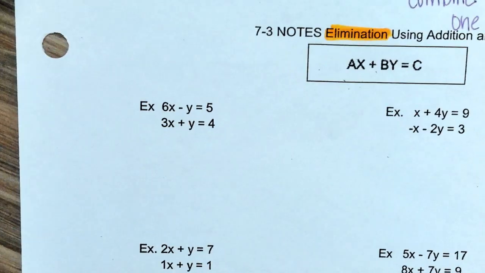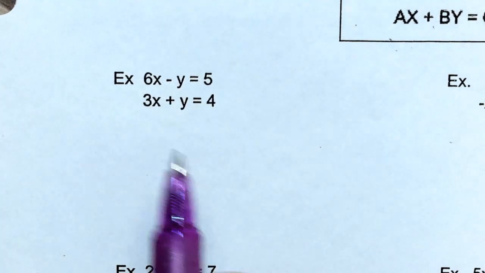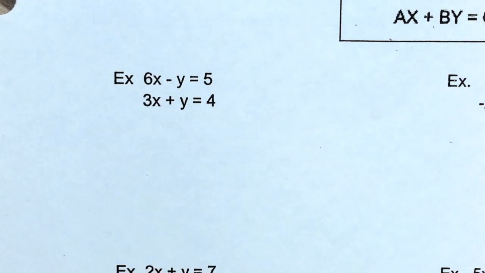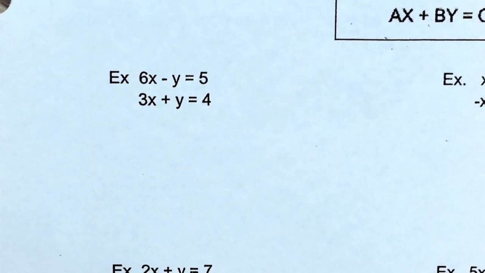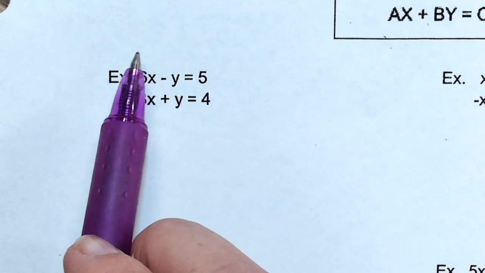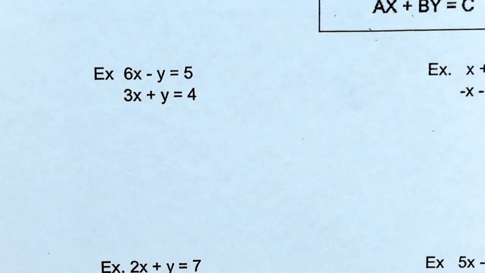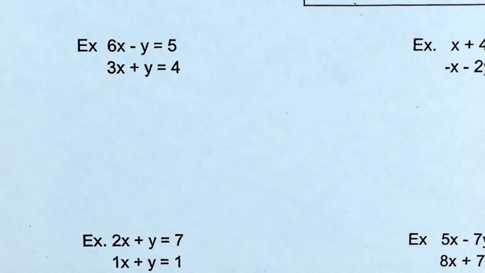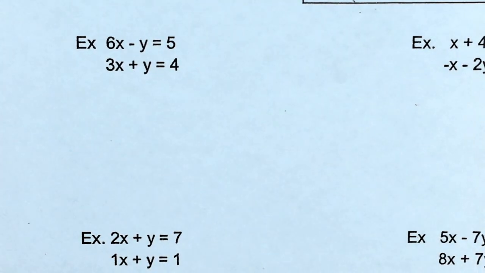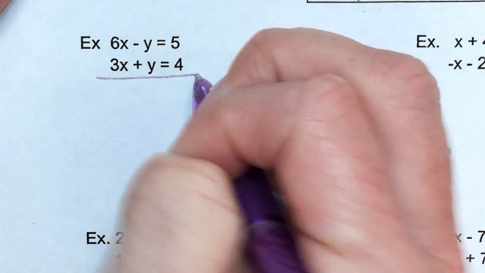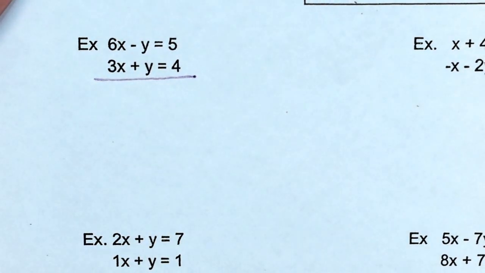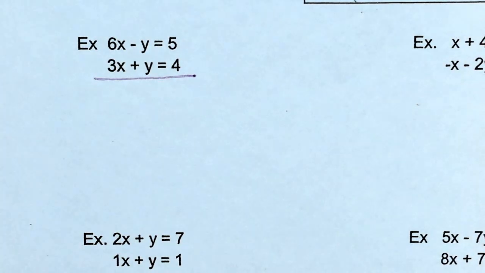All right. Look at example 1. Are both of the equations in standard form? Yes. Are they lined up? The x's are on top of the x's, the y's on top of the y's, and the constants with the constants. All right, so we're good to go. We don't need to do anything. All you're going to do is combine the equations. You're going to add them together. So you're going to put a line right here, and you're going to combine them. When you do this, one of the terms will eliminate.